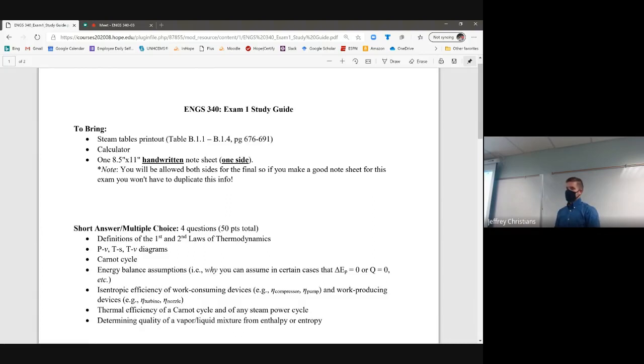The other thing to bring, and I hesitated whether to make the exam just open notes or to do a note sheet. I think a note sheet is a better study tool and it will be better for you on the exam. I don't want you to just copy a solution that I already did, or that Dr. Christians did and posted on Moodle, and just write it down. I don't think that's very helpful. So I want you to actually go through the problem solving process.